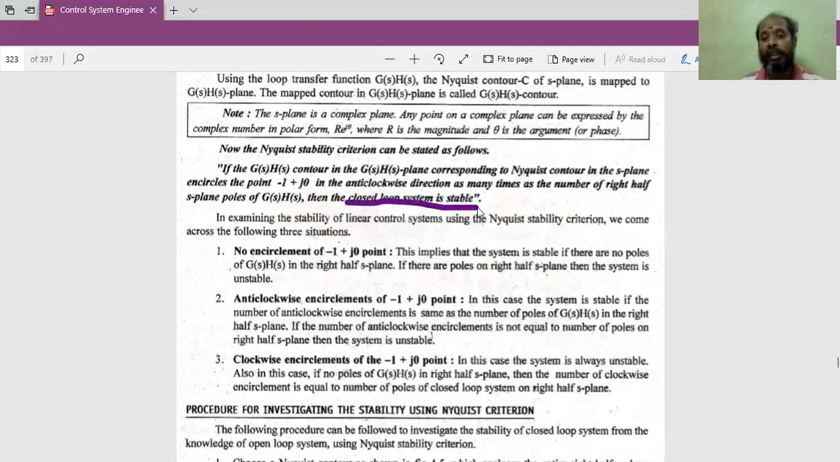Even if the open loop system is stable, sometimes the closed loop system can be unstable. An unstable open loop system can sometimes even be stable in closed loop. So we need to know how to map this, fundamentally. So we will try to go for how to map it first.